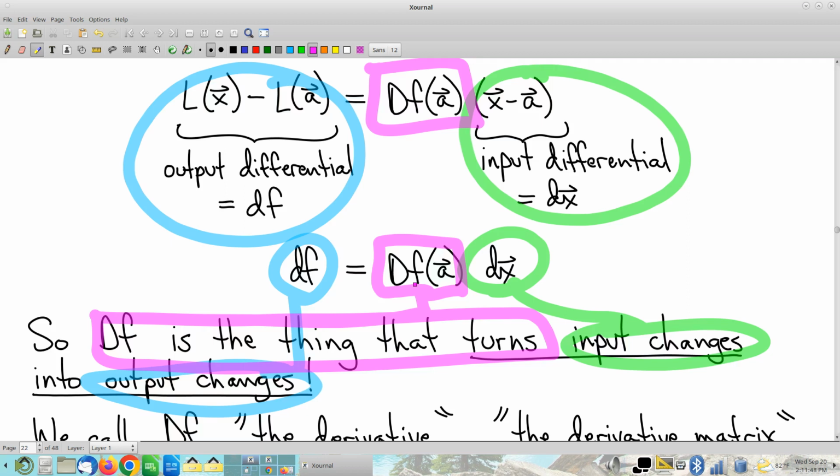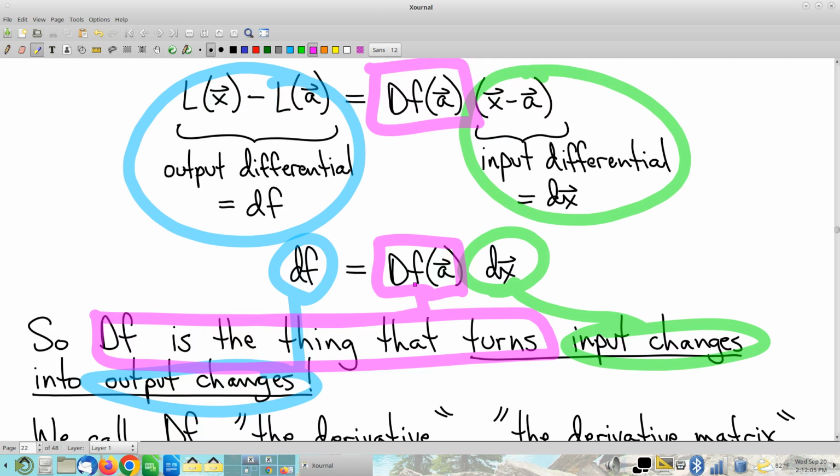And then we have this DF matrix that is a kind of derivative. And we're going to see another kind of derivative coming up not too long from now. We'll talk about that when we get there. But this is the one that turns input changes into output changes most broadly.